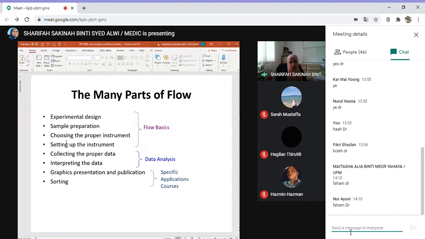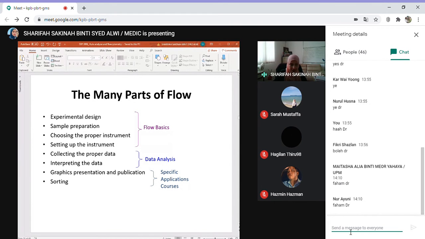Flow basic is actually the preparation before you do the experiment. You must know your experimental design, and then how you should prepare your sample. What type of stain should you use? What type of antibodies should you use? What type of antigen should you use? And then collecting proper data and interpreting the data.